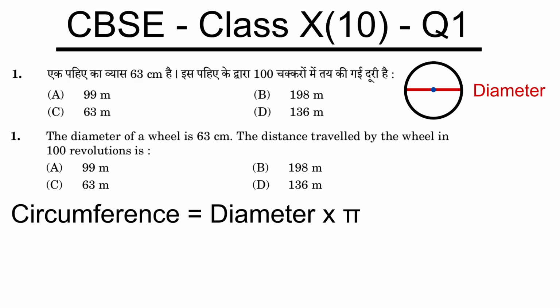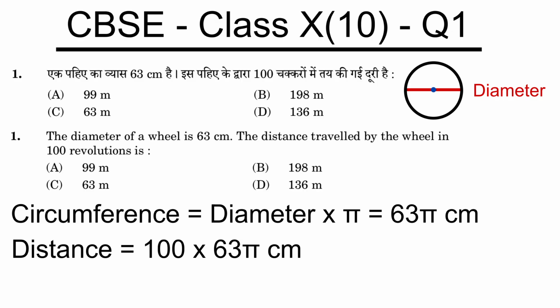So the circumference is going to be equal to diameter times pi, which in our case is going to be 63 pi centimeters. And this is because our diameter is 63 centimeters. So our distance, considering there's going to be 100 revolutions and we know the circumference, it's just going to be 100 times our circumference. So distance will be 100 times 63 pi centimeters. That's going to be equal to 6300 pi centimeters.